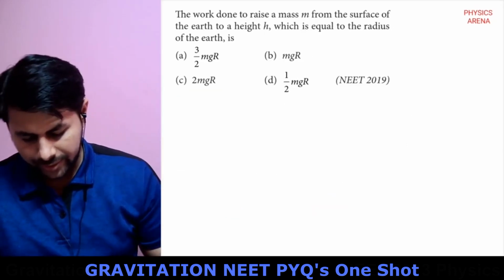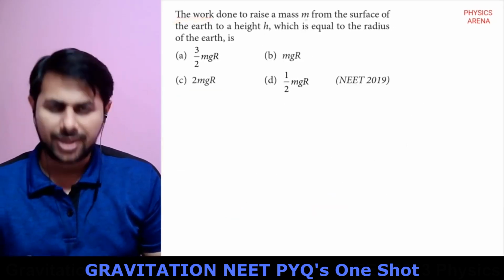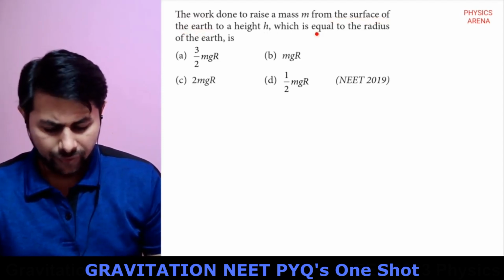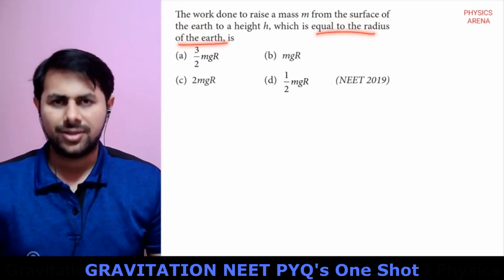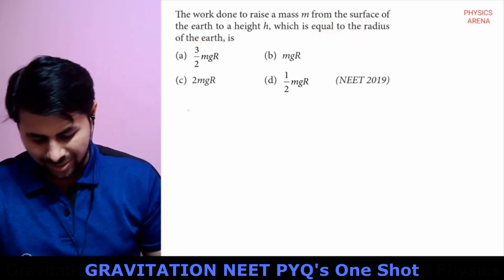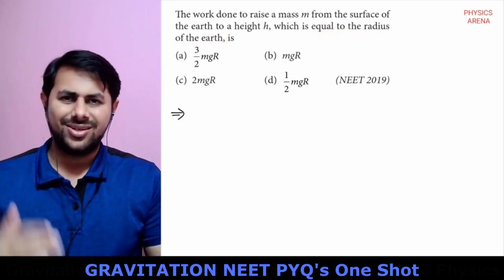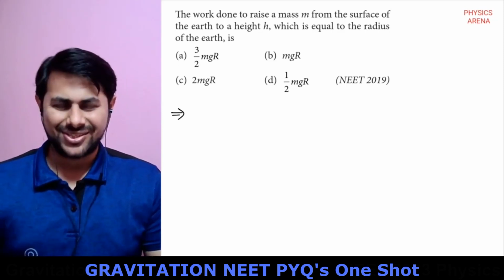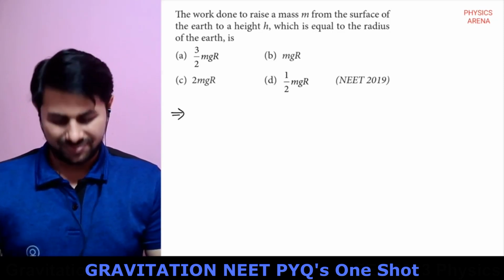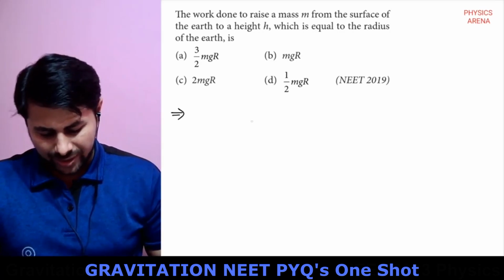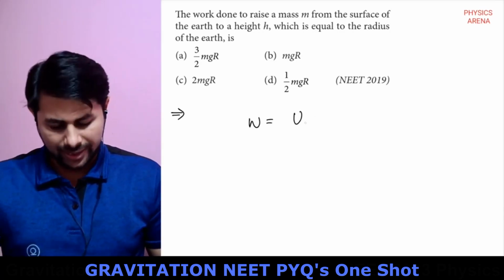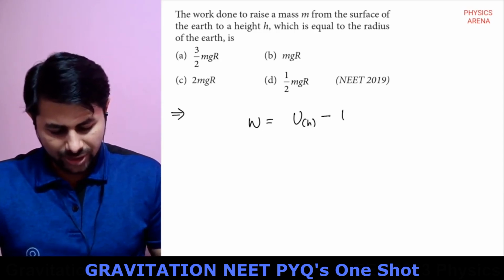The work done to raise a mass m from the surface of Earth to height h, which is equal to the radius of Earth, is. Okay, so now we cannot use work done against gravity equals mgh. We have to use the other formula, right? So work done is equal to potential energy at height h minus potential energy at r.